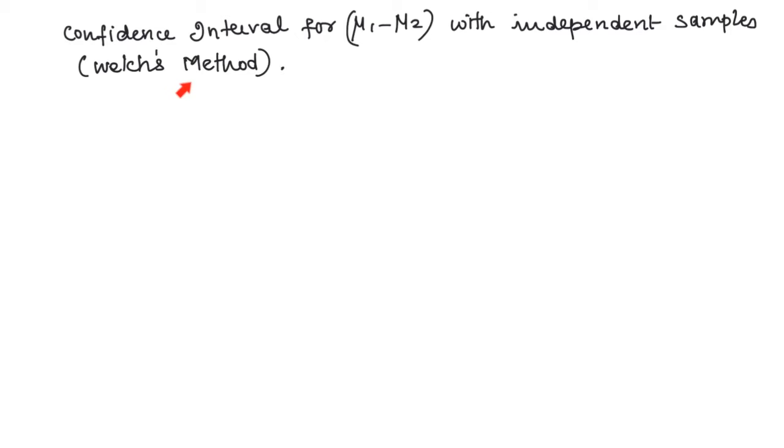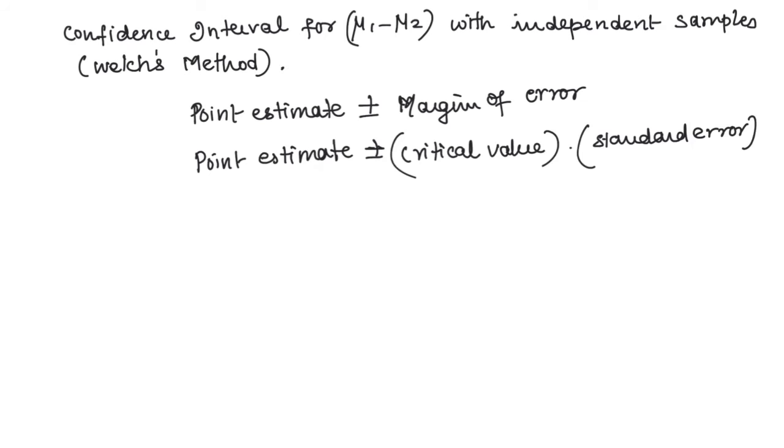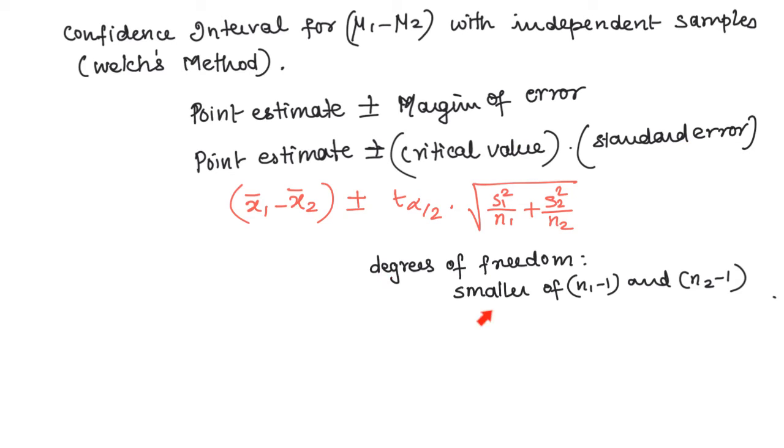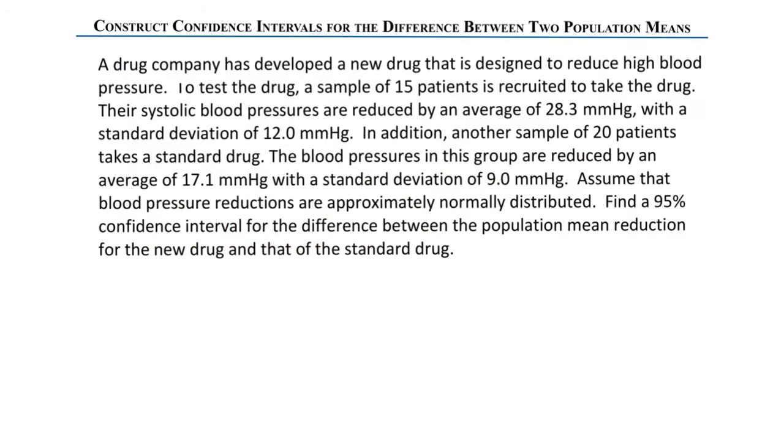So let me explain the formula again for constructing the confidence interval for a difference between two means with independent samples. We are using the same procedure you learned in chapter 8. The confidence interval is point estimate plus or minus the margin of error. The margin of error is the critical value times the standard error. Degrees of freedom is the smaller of n1 minus 1 and n2 minus 1. So let's do an example on constructing the confidence interval for the difference between two means.